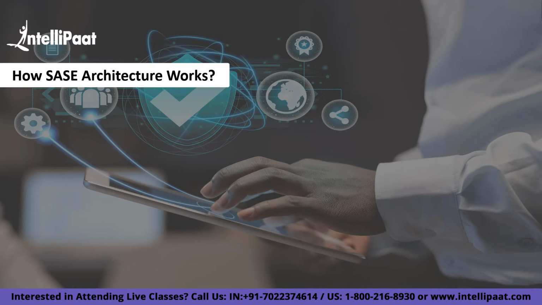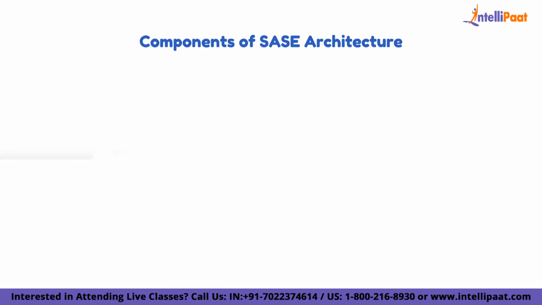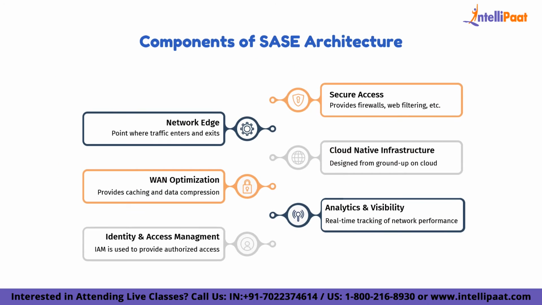Moving forward, I'll explain how SASE architecture works. But in order to do that, let's break the SASE architecture down into its key components. The first component we have is network edge. This is the point where traffic enters and exits the SASE architecture. It can be either a physical or virtual location such as a branch office, mobile device, or cloud application.